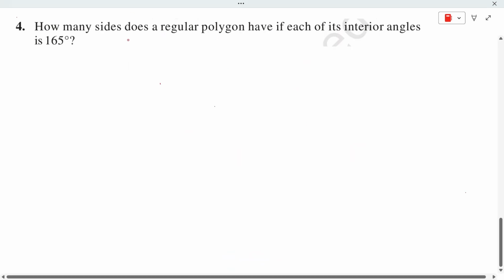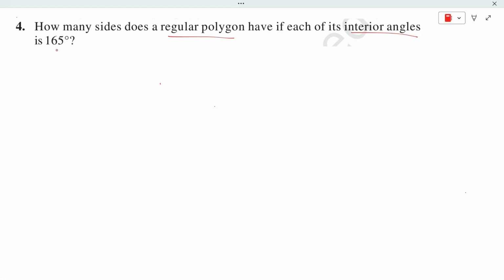Question number 4. How many sides does a regular polygon have if each of its interior angles is 165 degree? So what is given? Each interior angle is 165 degree. There are two ways of solving it. I'm going to solve both the methods.